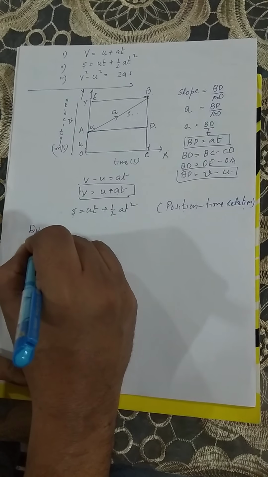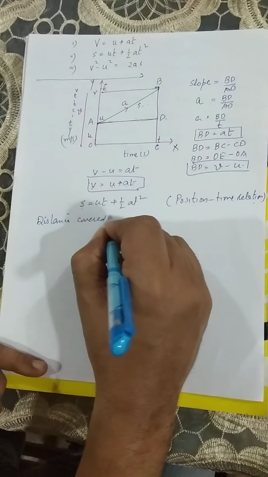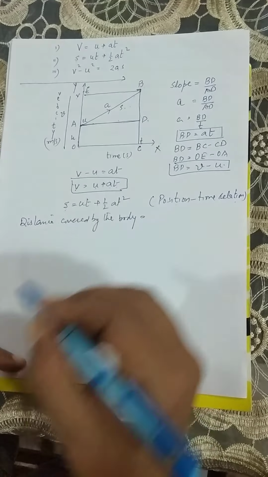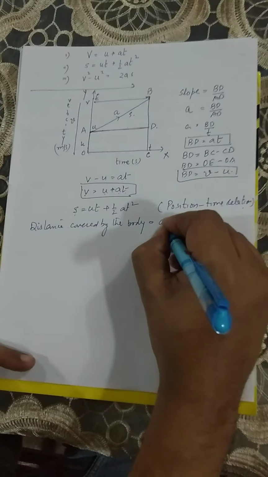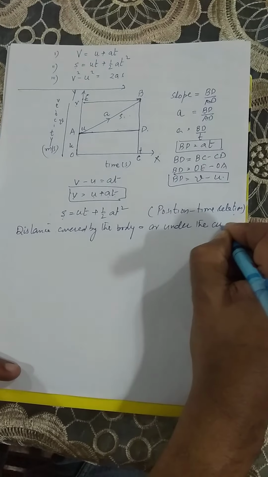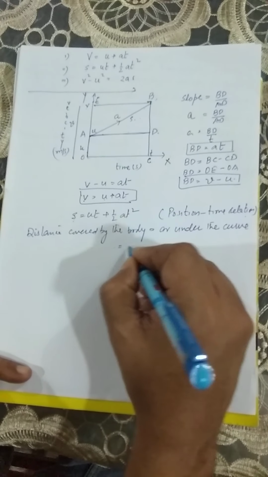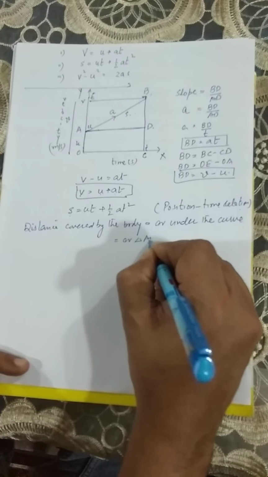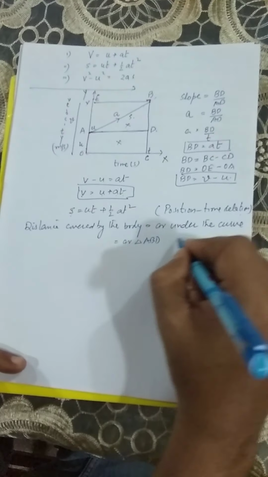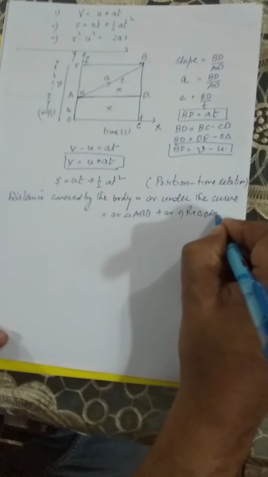So the distance covered by the body is equal to the area under the curve, and the area under AB is equal to the area of triangle ABD plus the area of rectangle OADC.